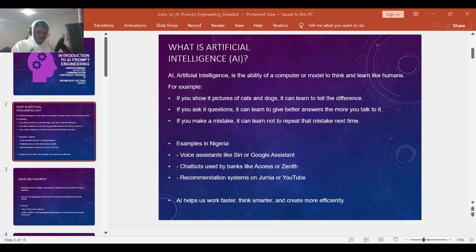Now, this type of prompts provide the AI with a precise directive to accomplish a specific task.